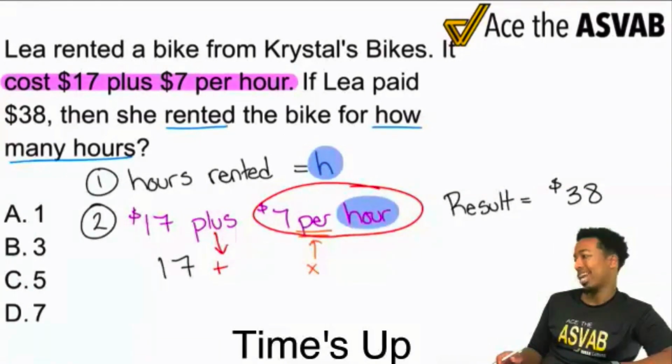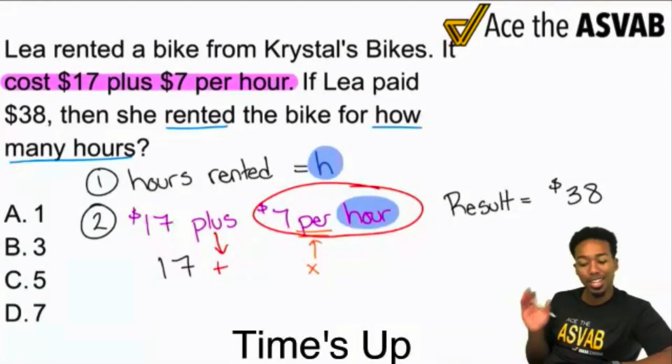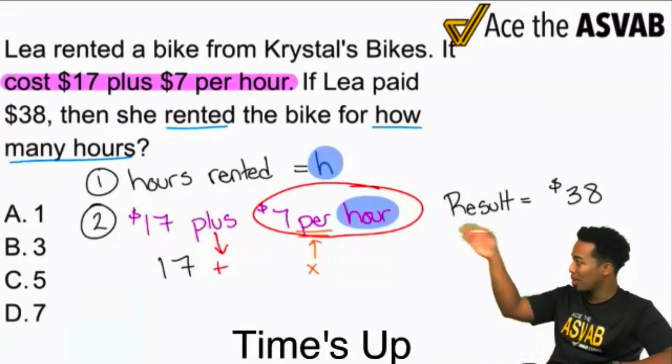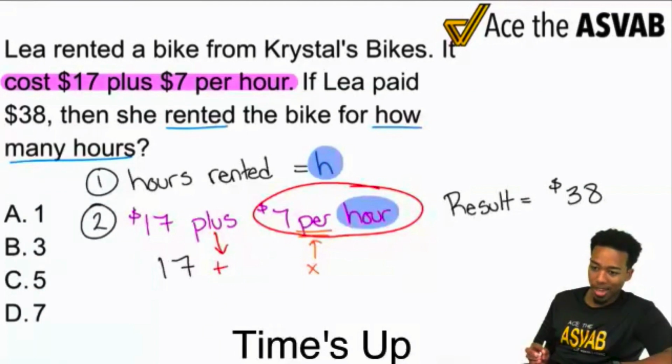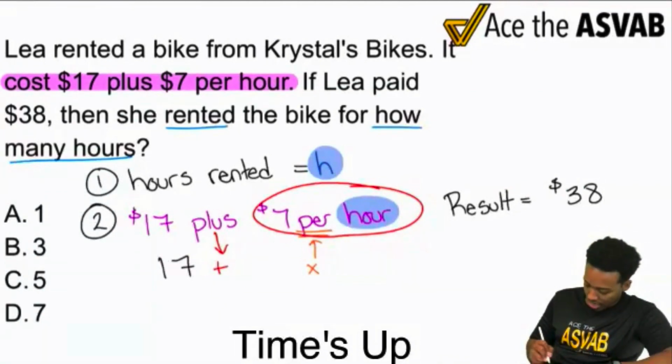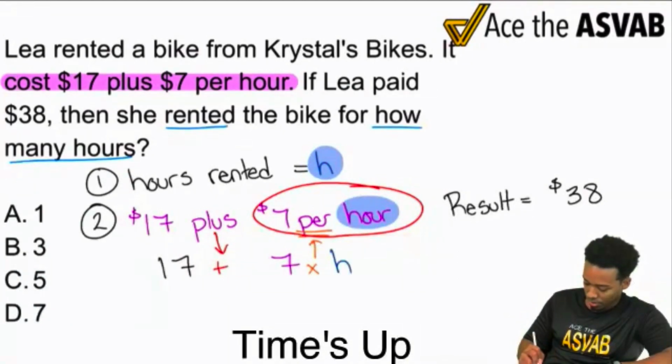Everybody, the word per, if we're trying to get to the result, what operation are we supposed to be doing to get to the final answer? Multiply. Exactly. If we're trying to get to the total amount with the word per, we are multiplying. And so with that, you'll take the $7 and multiply it by the number of hours.